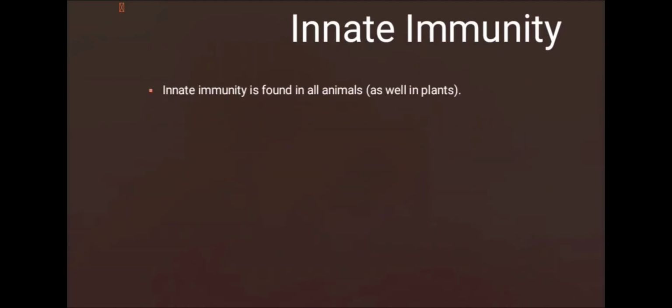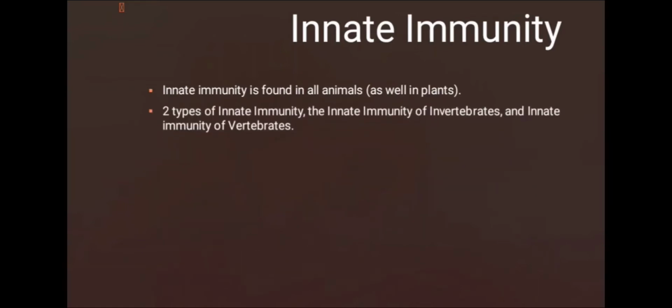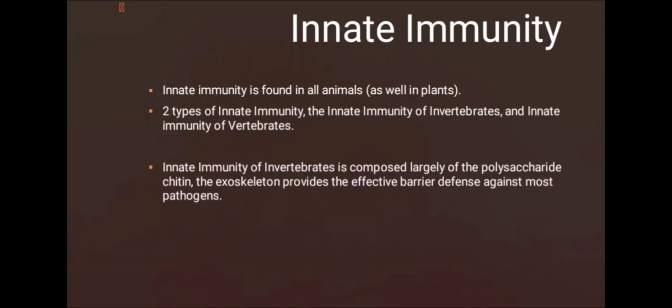Innate immunity. Innate immunity is found in all animals as well as in plants. There are two types of innate immunity. First, the innate immunity of invertebrates, which repels and fights infection with only this type of immunity, and the innate immunity of vertebrates, which serves both as an immediate defense against infection and as the foundation for adaptive immune defense.